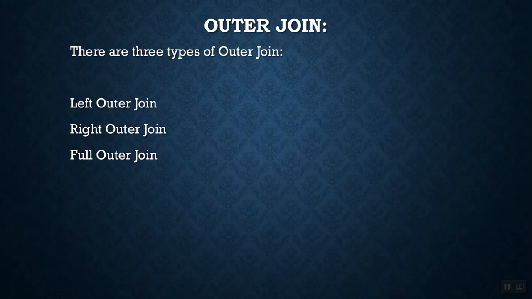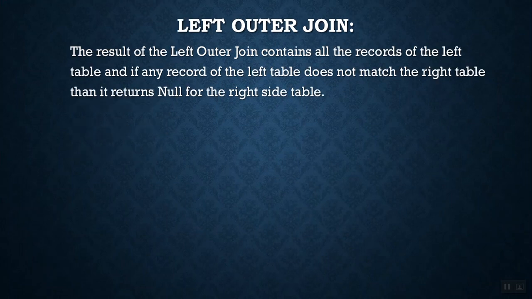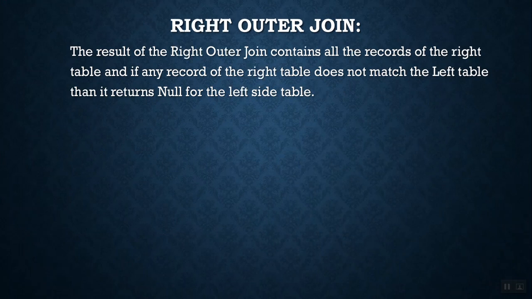Next one is the outer join. There are three types of outer join: left outer join, right outer join, and full outer join. The result of the left outer join contains all the records of the left table, and if any records of the left table do not match the right table, then it returns null for the right side table. Right outer join is similar. The result of the right outer join contains all the records of the right table, and if any record of the right table does not match the left table, then it returns null for the left side table.